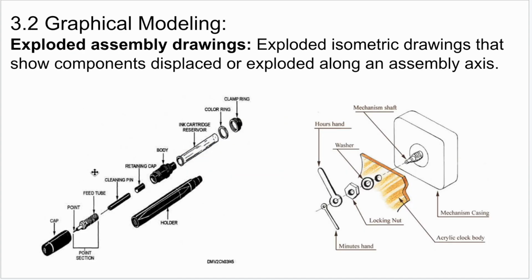Exploded assembly drawings look like this. So this is an exploded isometric drawing that shows components displaced or exploded along the assembly axis. So you can see that right here. You can see how this goes into here and etc. So it's going to just show you how this is assembled. This is a clock, right? This is the minute hand and the hour hand and the locking nut and the washer and the acrylic body and the mechanism casing and the mechanism shaft. So it's showing you these, and it has these assembly lines right here.